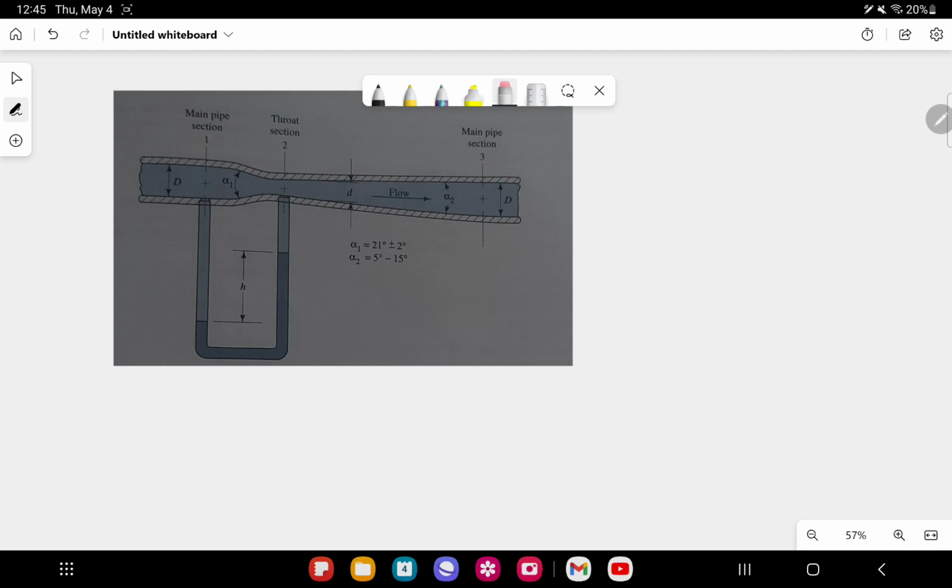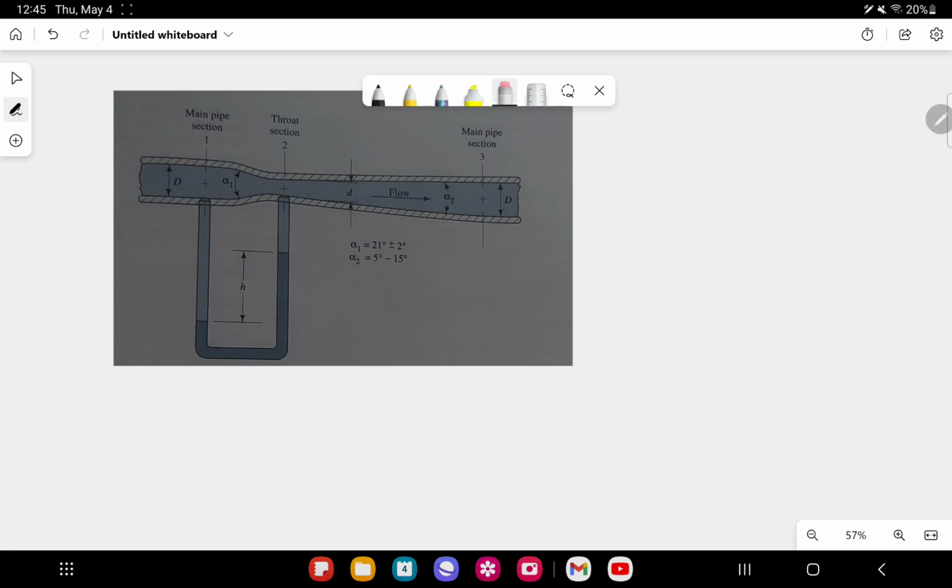Today we will discuss an interesting topic, that is Venturi tube. For your information, Venturi tube is used to measure the flow rate of a fluid, and the basic appearance of Venturi tube can be seen on the screen.